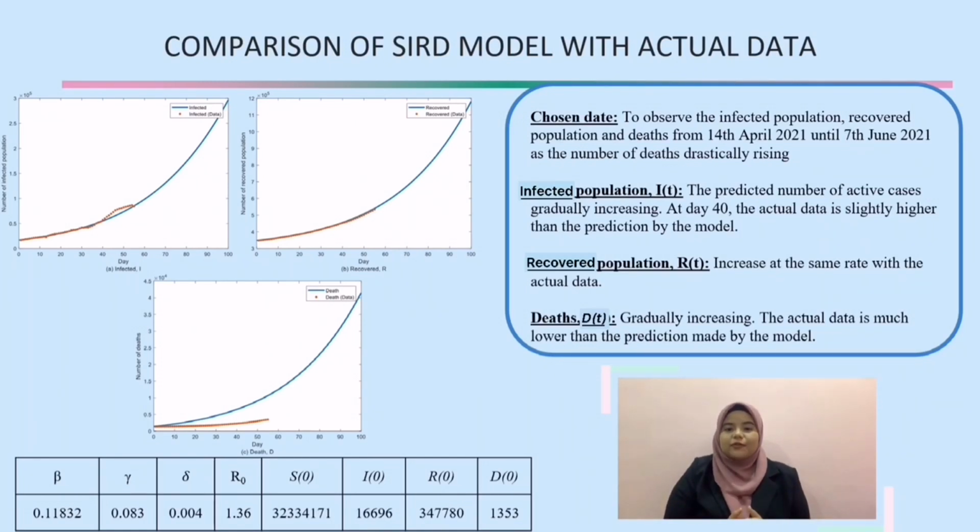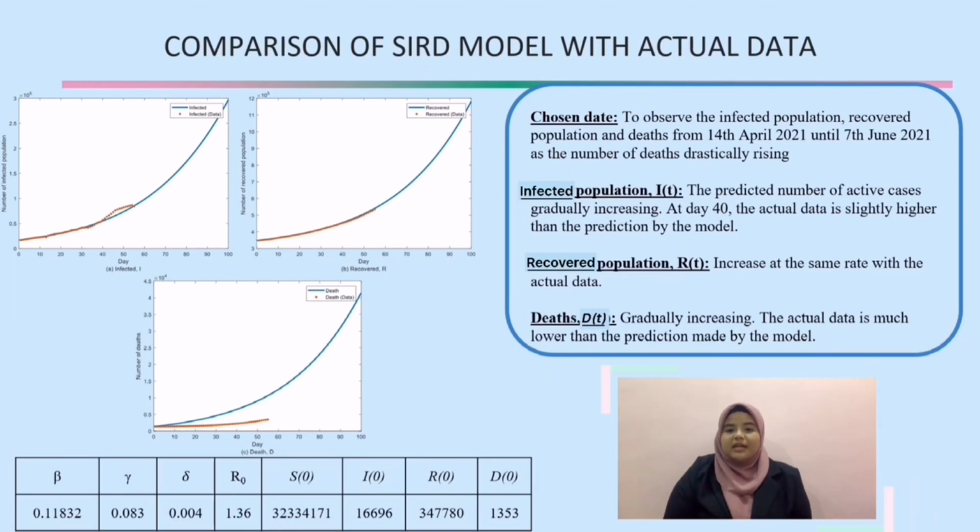The actual data to fit the model that we use for the SIRD model is from 14th April 2021 until 7th June 2021, which has a duration of 55 days. We choose this date because the number of deaths was increasing dramatically according to the actual data, where we can see a change from a 1-digit number to a 3-digit number of deaths in that duration.